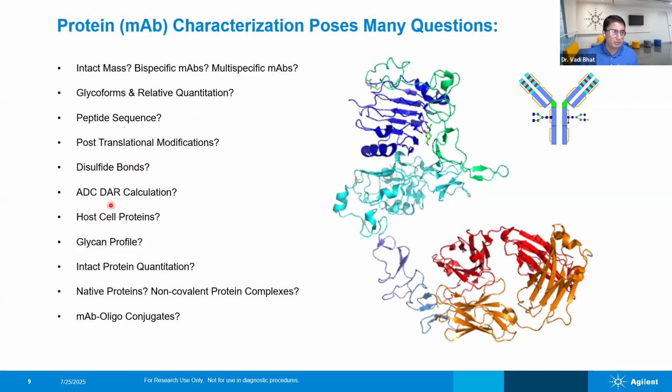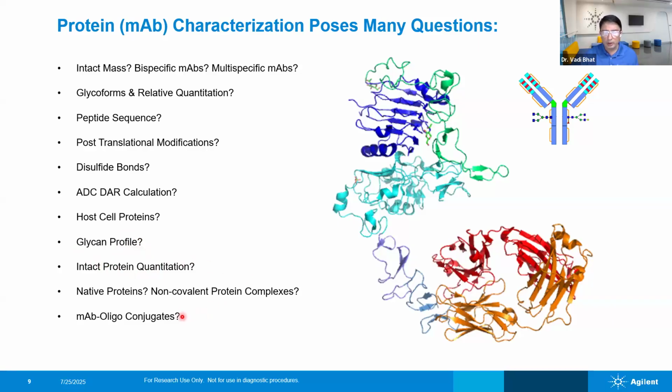If you're working on the ADCs or oligonucleotides, what is the DAR? Antibody drug conjugate ratios, antibody drug ratios, or drug antibody ratios. Glycan is particularly very important, so what is the glycan profile? Intact, subunits, as well as peptide level, and also released glycans. So if time permits, we will look into some of these things.